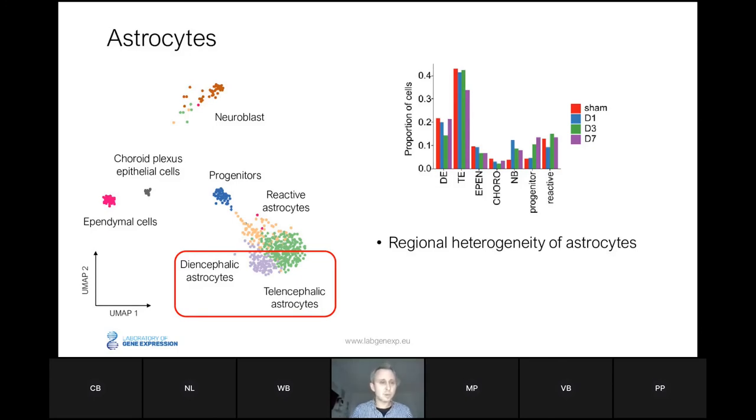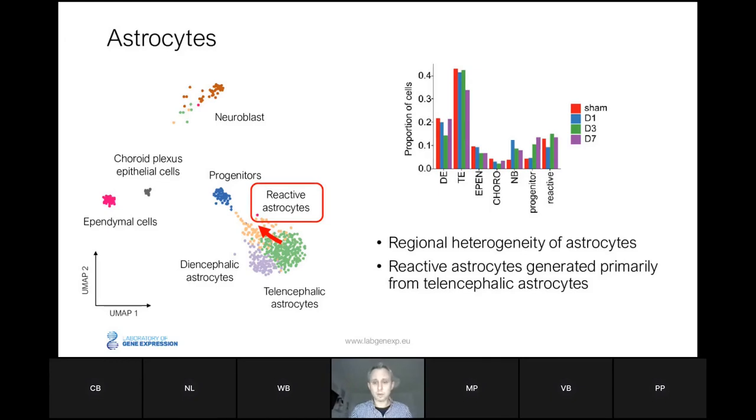So here are just a few interesting topics which we are currently following and which we believe could be pretty interesting. First, we clearly see that there is some regional heterogeneity of astrocytes, which is currently actively investigated. There are several very current papers describing this regional heterogeneity. We also saw that these reactive astrocytes, which we detected in the data, are primarily generated from these telencephalic astrocytes, which also makes sense.